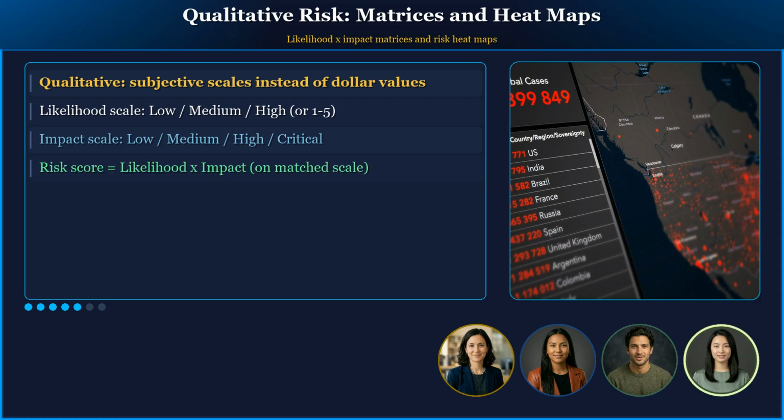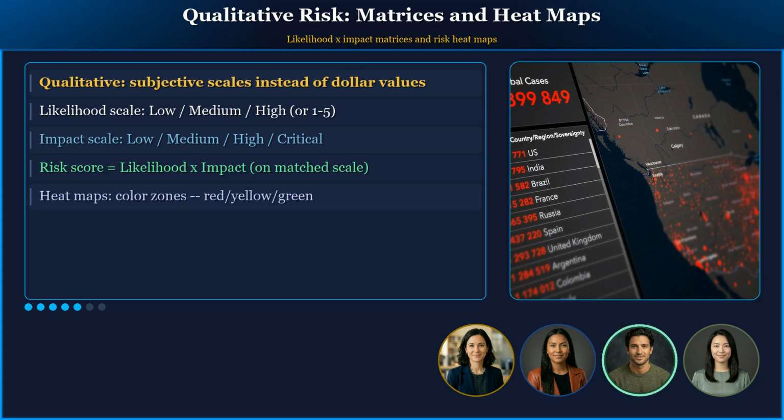Risk heat maps take the matrix and make it visual: green for acceptable risk, yellow for monitored risk, red for immediate action. Executives love heat maps because they communicate the entire risk portfolio in one glance. CISOs present them to boards. Auditors use them during assessments. The CISSP expects you to understand how they are constructed and what each color zone means. Later in this video, we tie this directly to the SolarWinds case, because SolarWinds shows what happens when the heat map has the wrong risks on it.